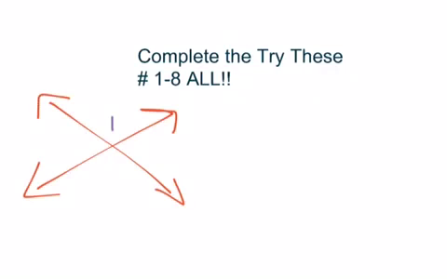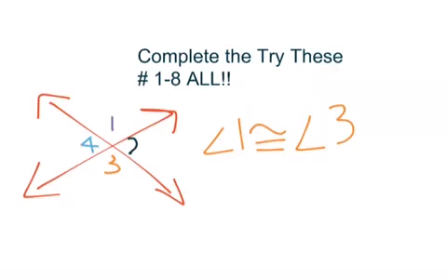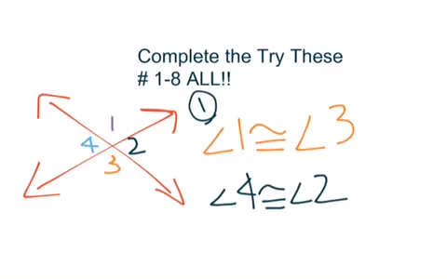I'm going to pause the video and I hope that you have the answer. Hit play whenever you're ready. So angle 1 is congruent to angle 3, and we know that because they're vertical angles. Just like how angle 4, right here, is congruent to angle 2. Okay? Alrighty, so try to finish up 2 through 8. This was number 1. So finish up 2 through 8 in your notebooks.